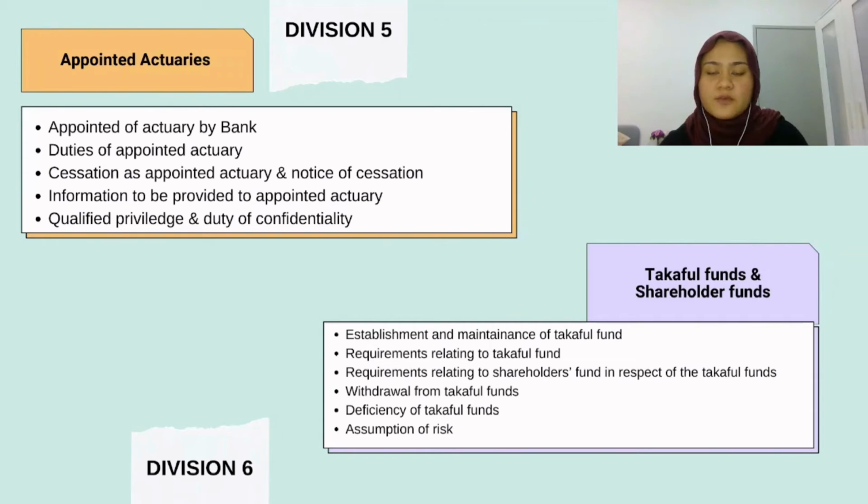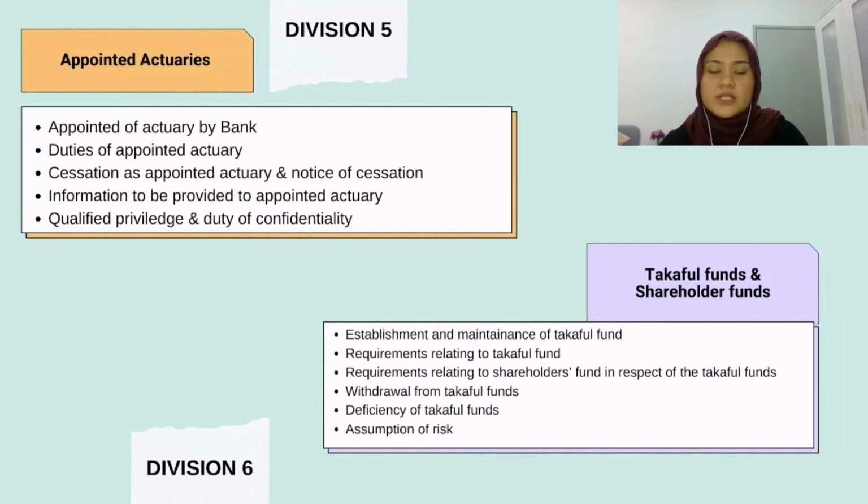The fourth one is information to be provided to the appointed actuary. A licensed operator is responsible for providing actuarial information within its knowledge and experience to its appointed actuary to prepare them for the position. The information provided must be accurate, complete, and free from false and misleading material. And the last one is qualified privilege and duty of confidentiality. The appointed actuary is not held responsible for any breach of the duty of confidentiality with the licensed operator in relation to any reporting to the bank or the discharge of his duties.